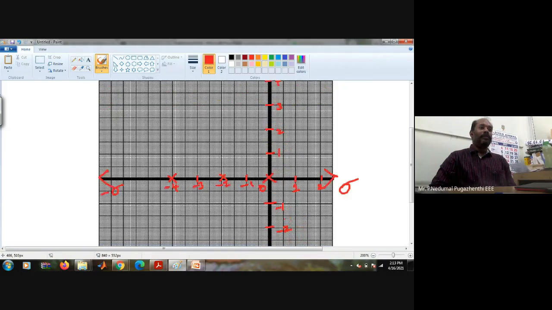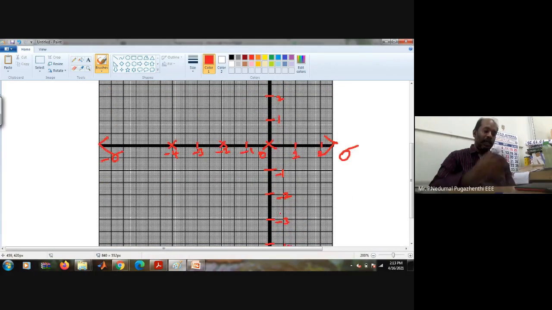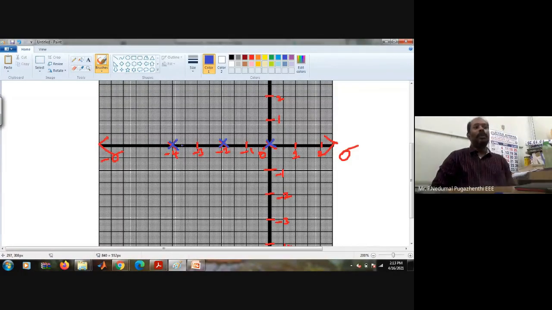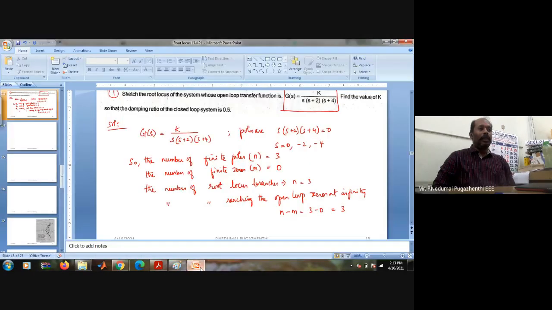So I have marked my graph sheet, and maybe I can choose a different color to notify the pole location. So let me draw this one. This is my pole number 1, s is equal to 0, s is equal to -2, and s is equal to -4. So I have located my poles first. My first work is to locate my poles: 0, -2, and -4.